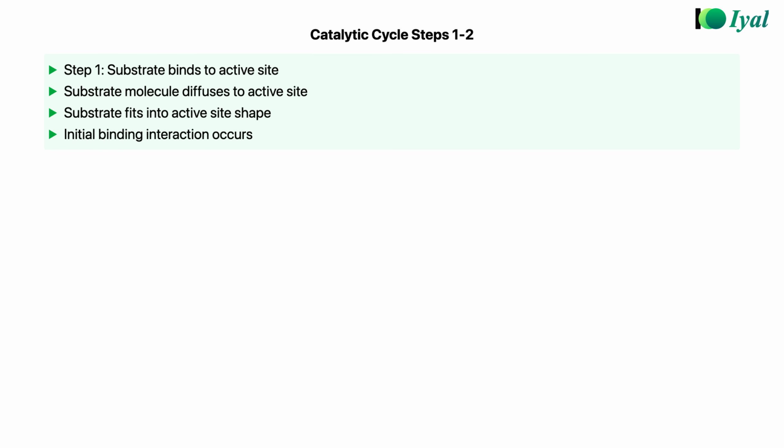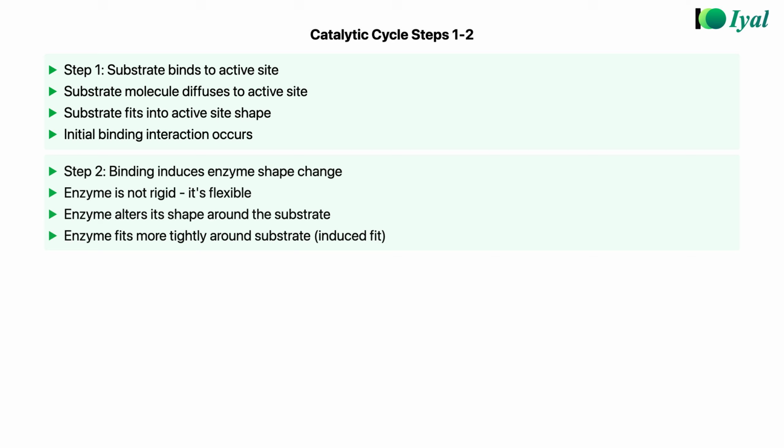Let's walk through the 4 steps of the catalytic cycle. Step 1 is binding. The substrate finds the active site and binds there. Remember, shape specificity matters. The substrate fits into the active site. Step 2 is the induced fit.